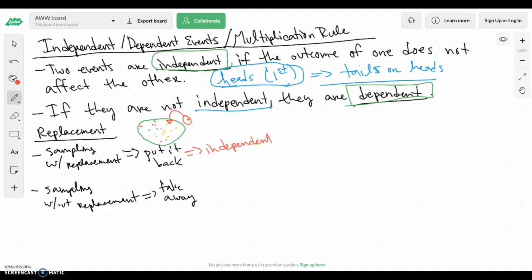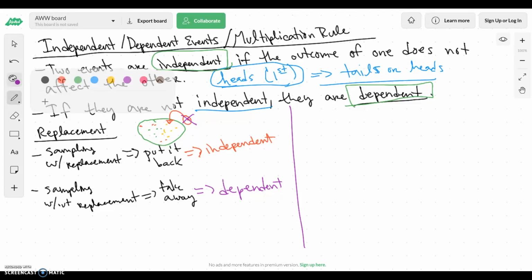The outcome of the first one is not going to affect the outcome of the second one, because I didn't change the number of items in the bag. However, if I'm sampling without replacement, I'm taking it away. If I got this red marble and got rid of it, now I have one less. So sampling without replacement is a dependent event, because it depends on the first draw.